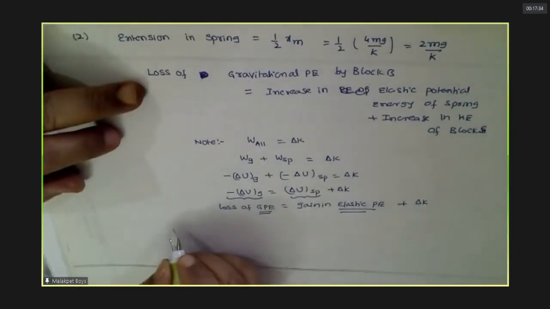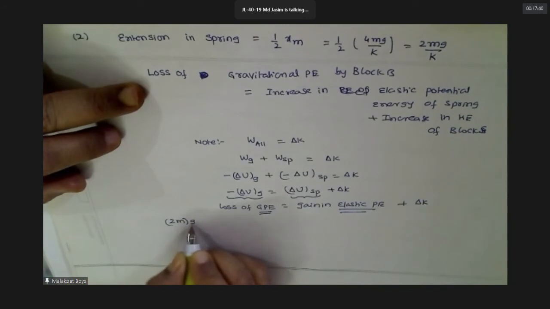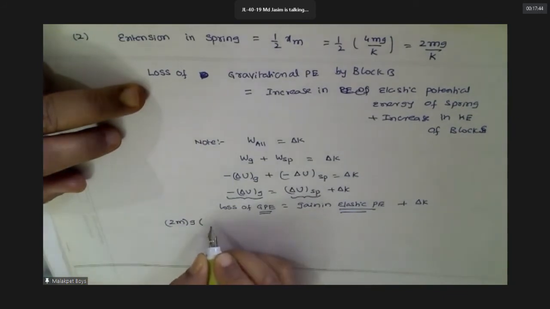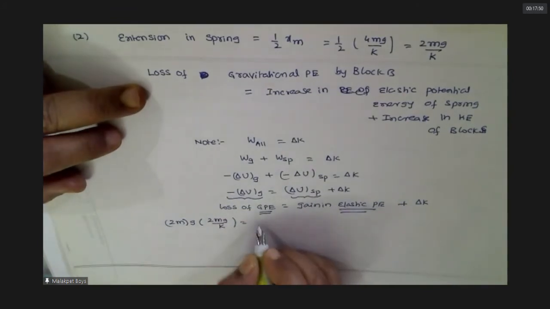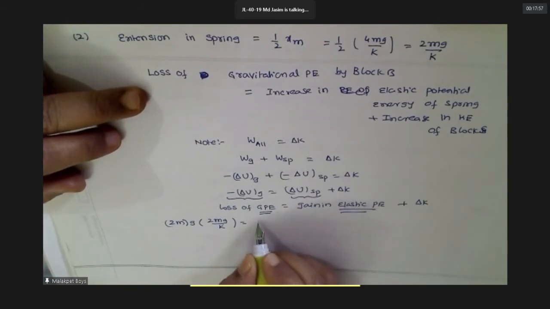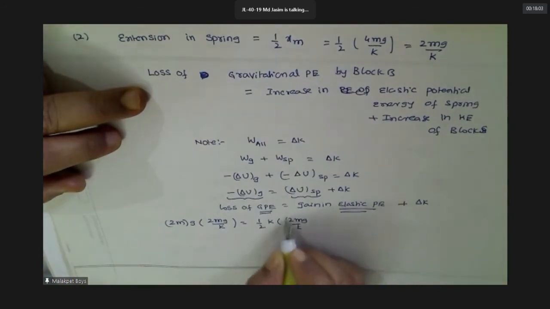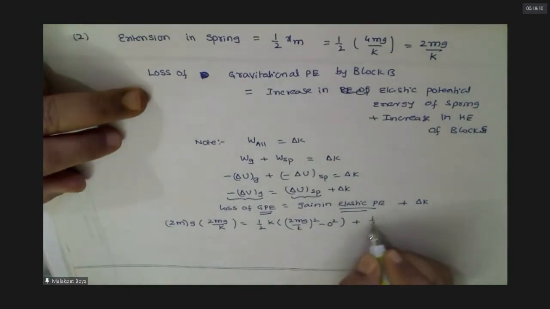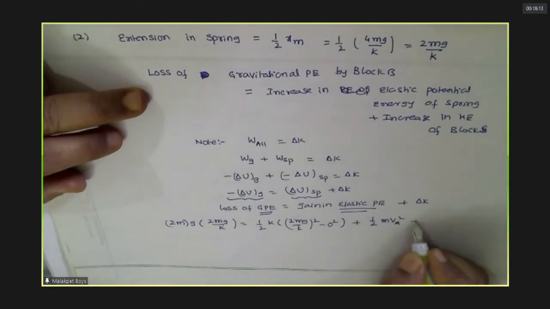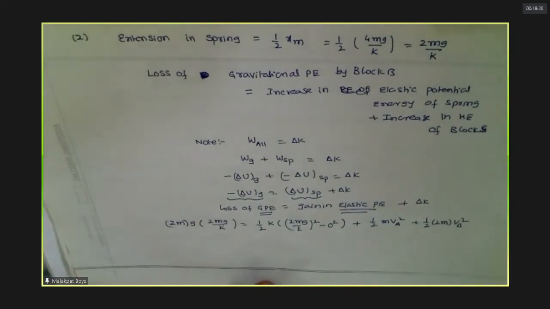What is the loss in this? So 2mg into 2mg by k. Increase in elastic potential energy is half k, 2mg by k whole square, minus 0, plus half on 2m v square. Do you agree with this?